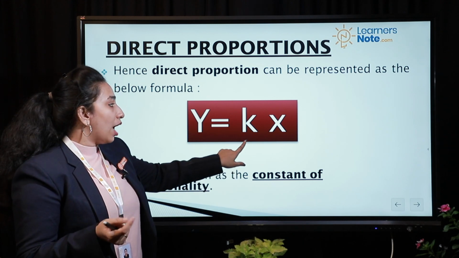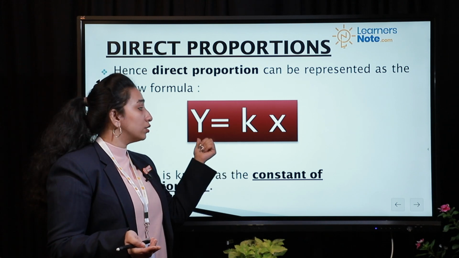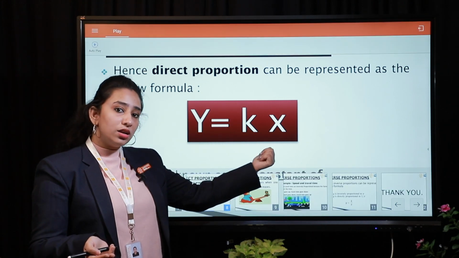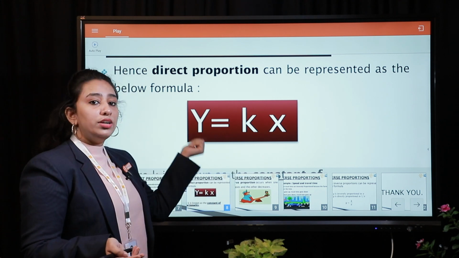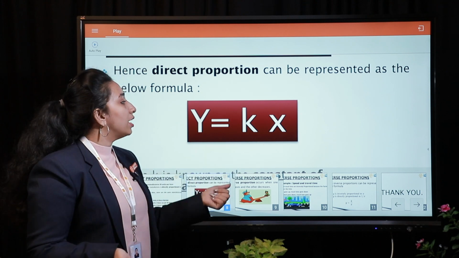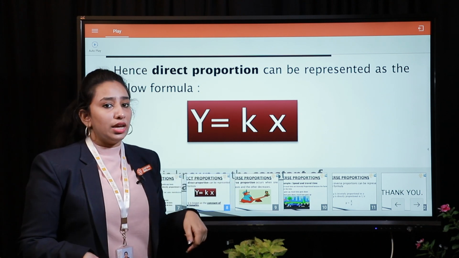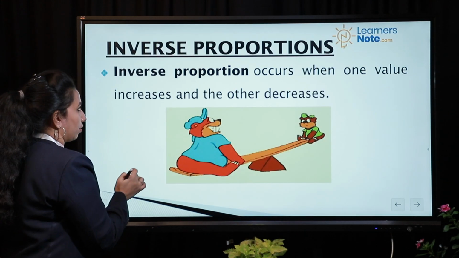So this k can be negative or k can be positive. If it's negative, it means a decrease in the quantity has a corresponding decrease in the other quantity x as well, and an increase in this quantity will have an increase in this quantity x. So that's called direct proportion, y is equal to kx. I hope this helped you.